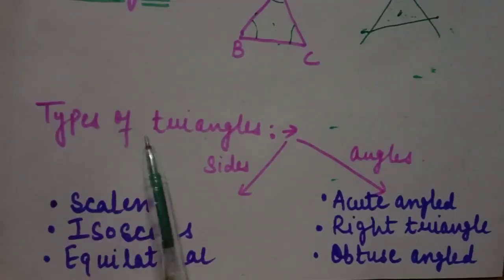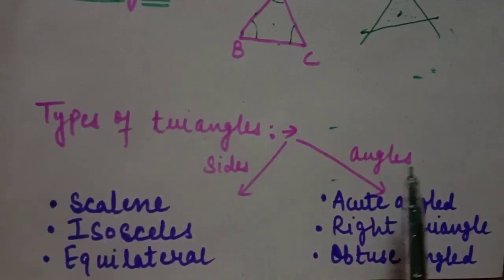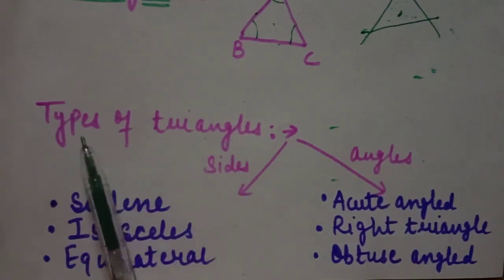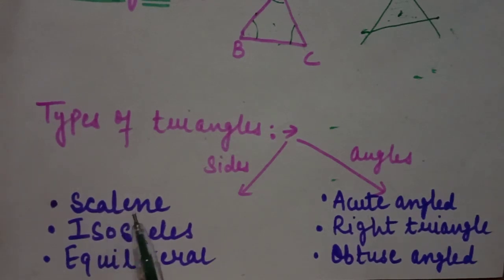Next is types of triangle. Types of triangle are based on 2 points, sides and angles. First of all, we will start our lecture with the types of triangle on the basis of sides. On the basis of sides, we have 3 different types of triangle. I know you know all these 3 triangles already. So now we only have to recall all these types of triangles.